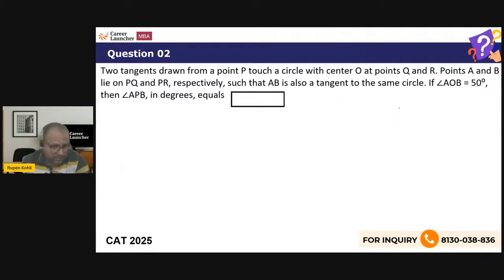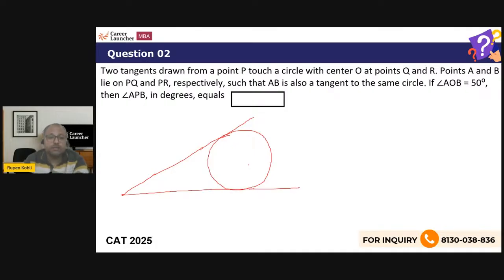Next one, a recent last year question, CAT 2025. Let's see. Two tangents drawn from a point P touch a circle with center O at points Q and R. Fine. There goes your circle, and there go your tangents. So this is point P, touching the circle with center O at points Q and R.